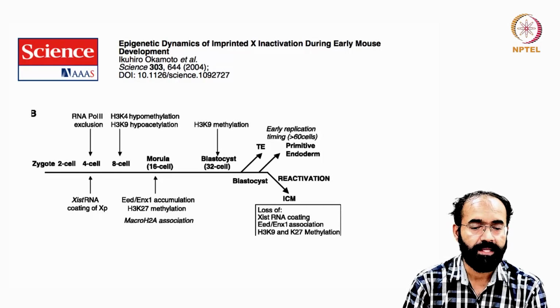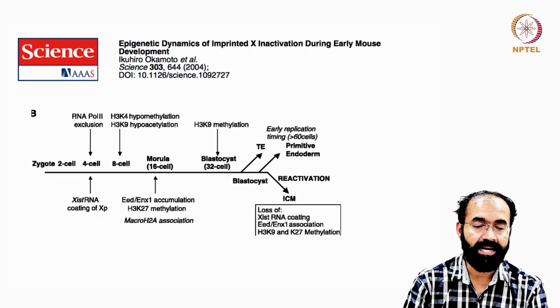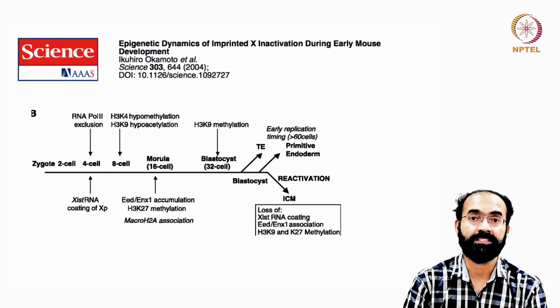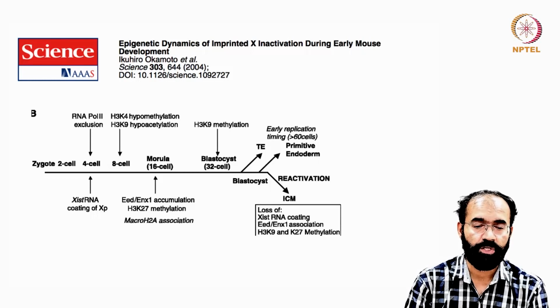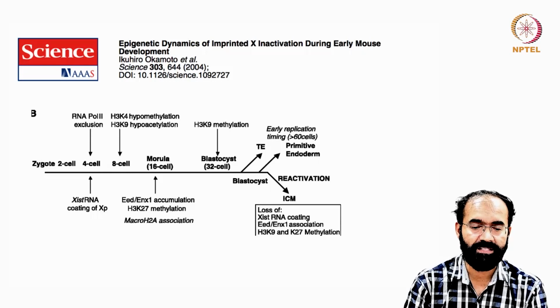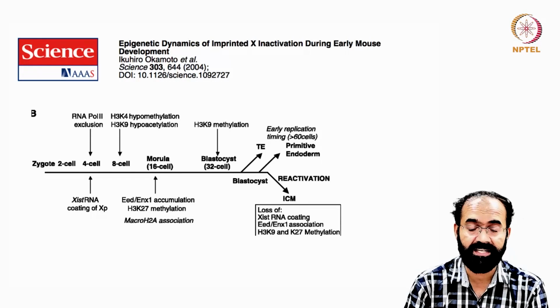So let us see. In the 4 cell stage, RNA polymerase 2 is excluded. You don't want any gene to express from the Xist-expressing chromosome. So Xist coating happens on Xp. Xp stands for X paternal. Paternal means from the father. And at the 8 cell stage, you have H3K4 hypomethylation, H3K9 hypomethylation, hypoacetylation, etc.